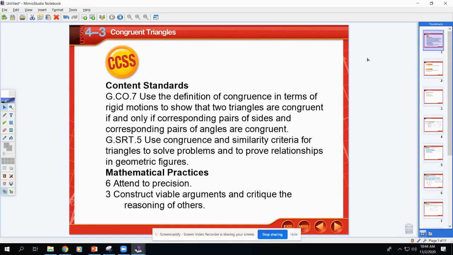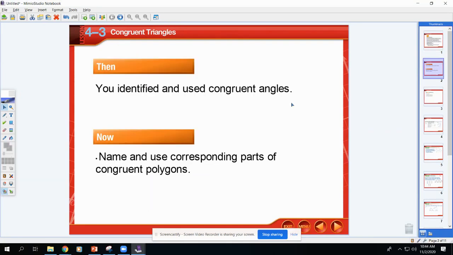Okay, let's go ahead and get started here. Today is 4.3 congruent triangles. Our I can statement today is I can name and use corresponding parts of congruent polygons.